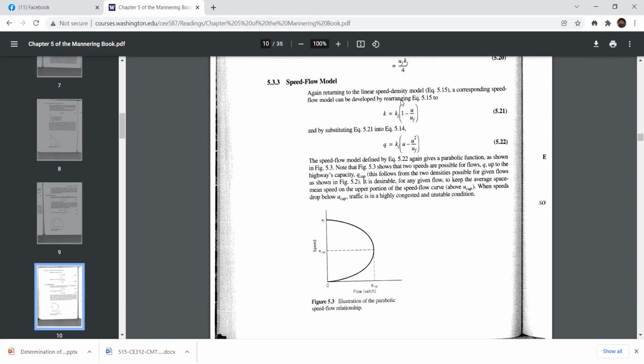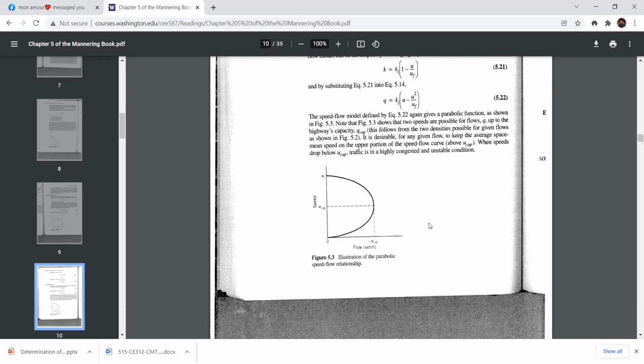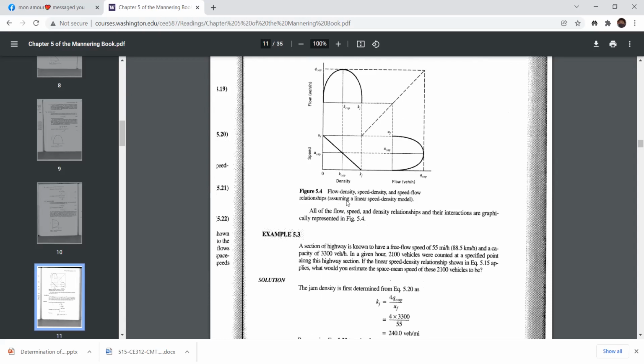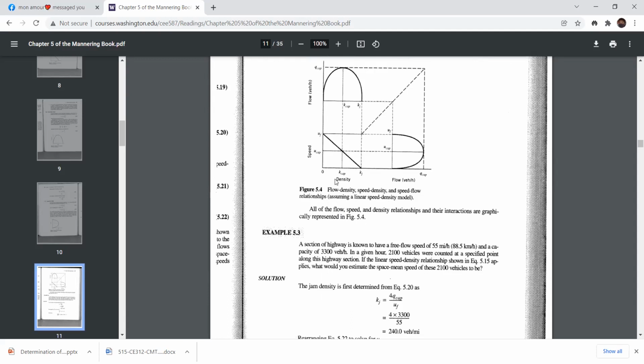It is desirable, for any given flow, to keep the average mean speed on the upper portion of the speed flow curve. When speeds drop below U sub cap, traffic is in a highly congested and unstable condition. This is the figure illustrating the parabolic speed flow relationship. This is the figure for flow density and speed flow relations assuming a linear speed density model. So all of the flow, speed, and density relationships and their directions are graphically represented in this figure.